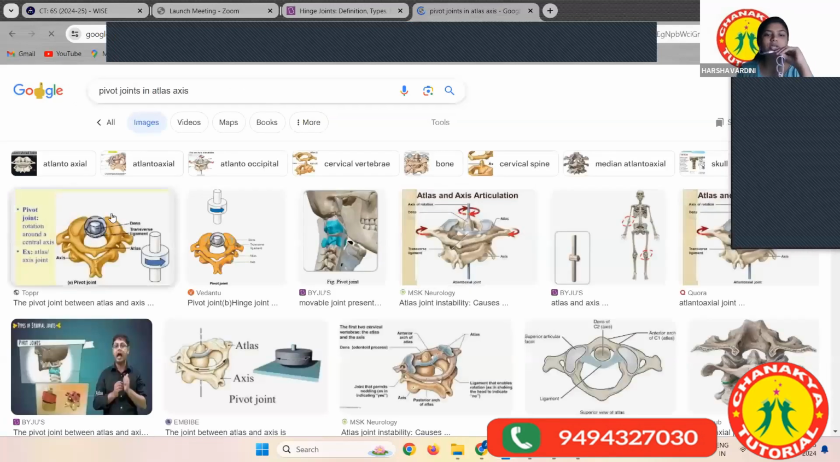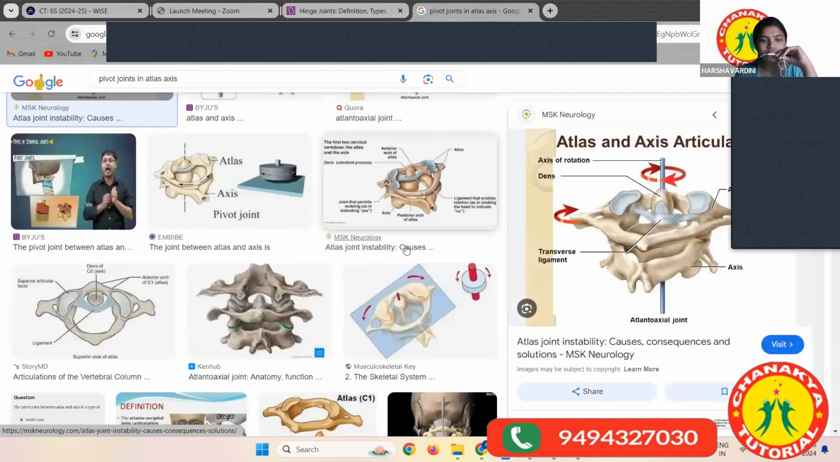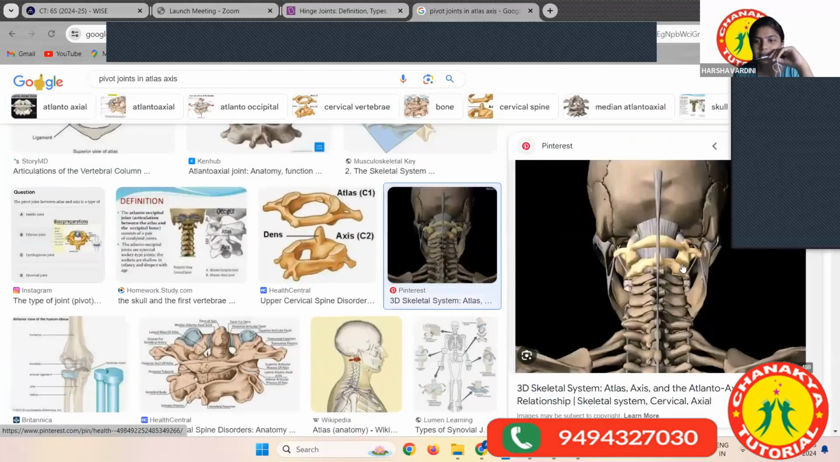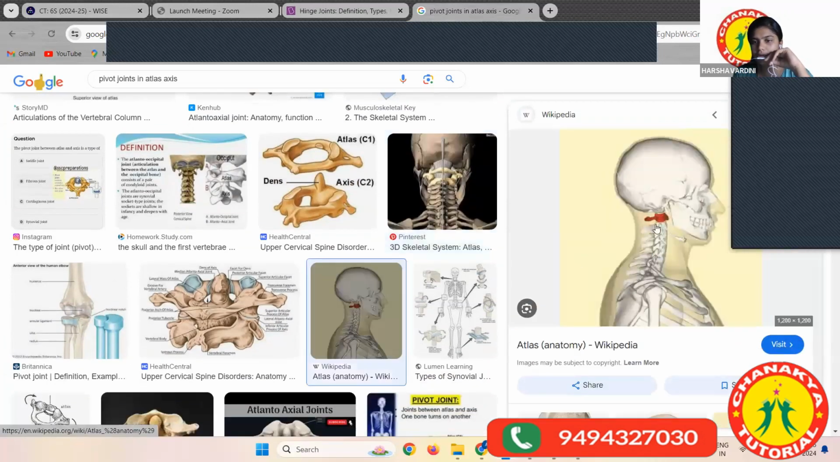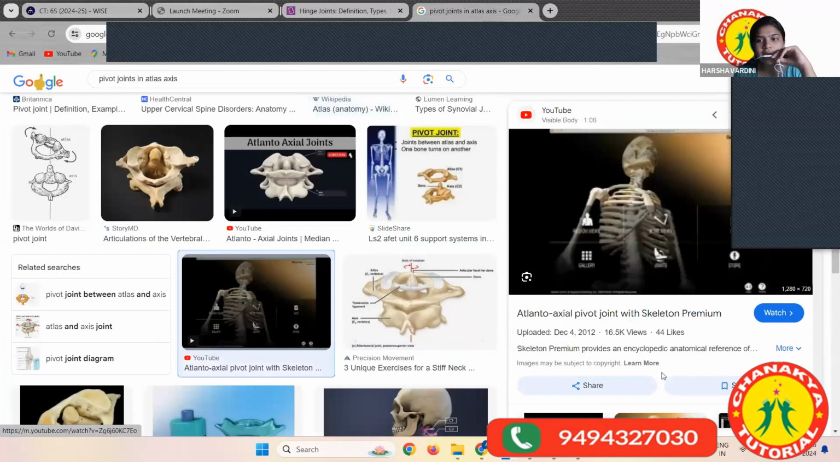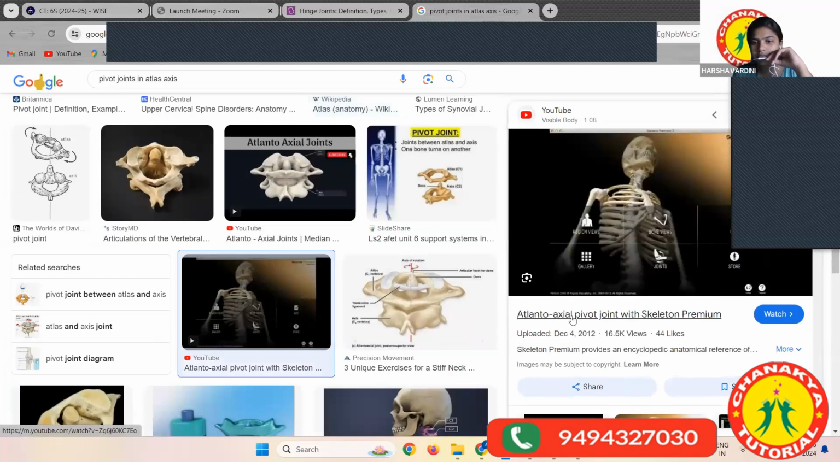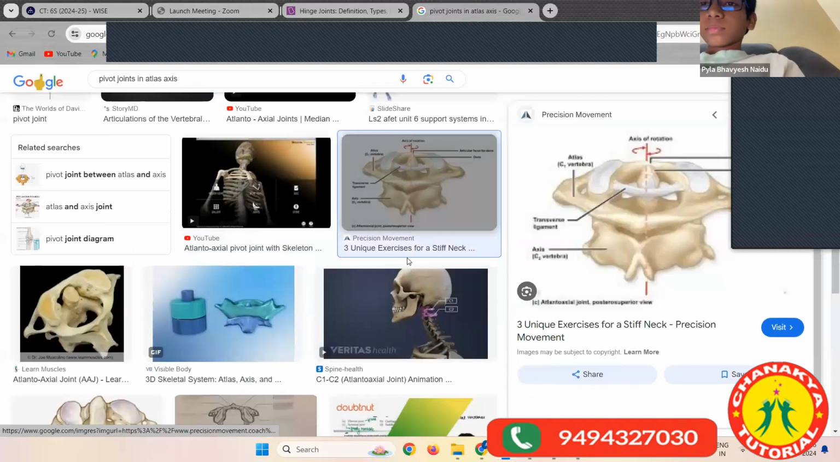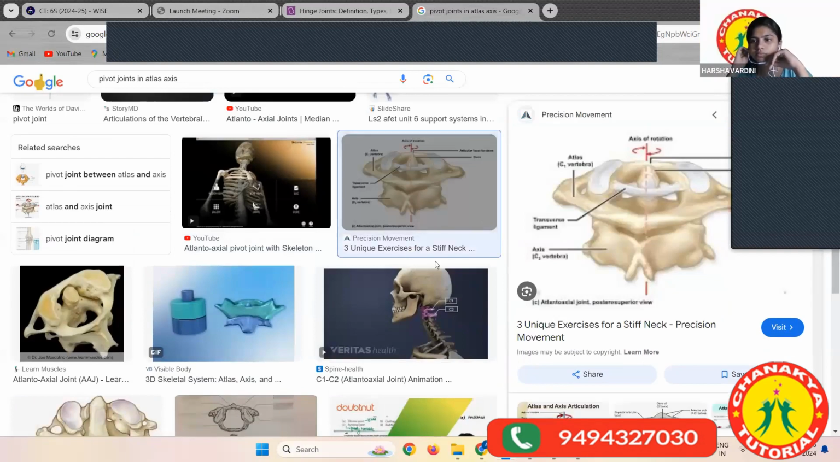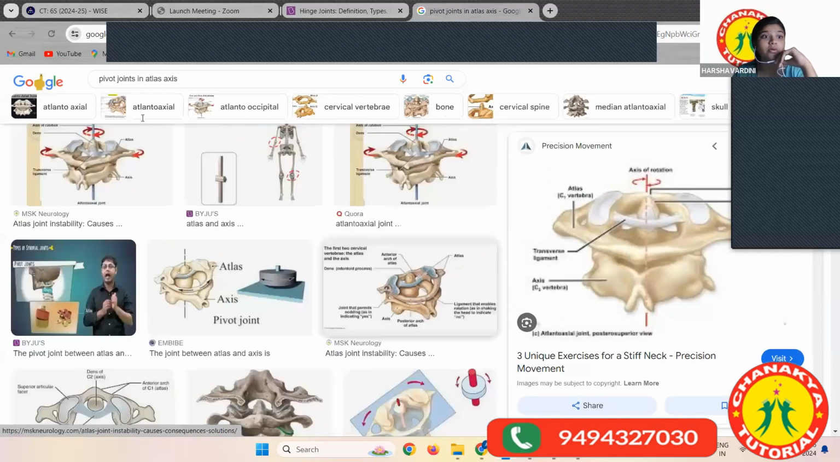Actually, I got this picture only for you. See here. Can you see, the first one is atlas, the second one is axis, and here, whatever you're having, the kind of grayish, this is more clear. See here, the red color part. Yes, can you see? If we have some animation, it will be better, no? Yeah, I'll see where the animation is.